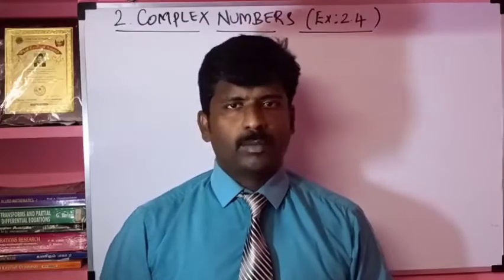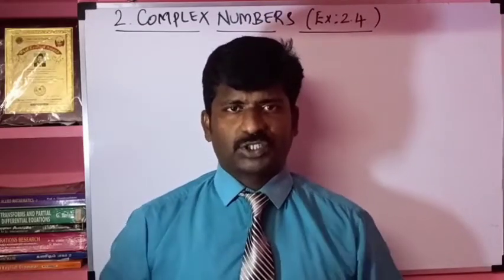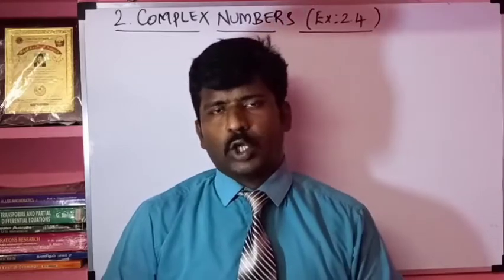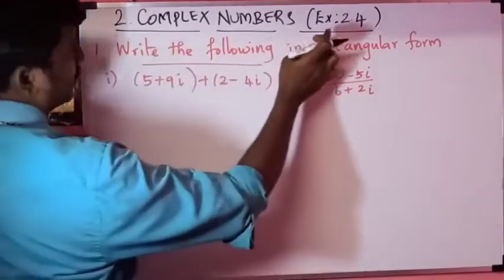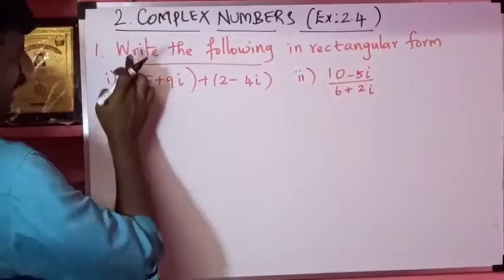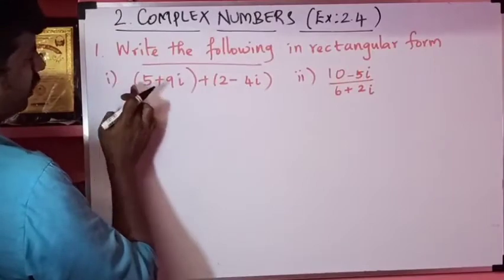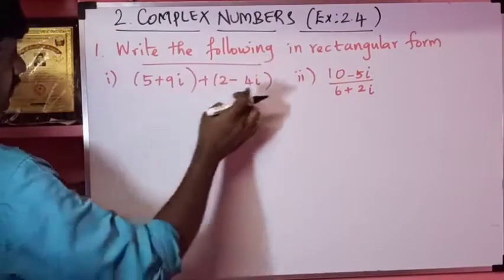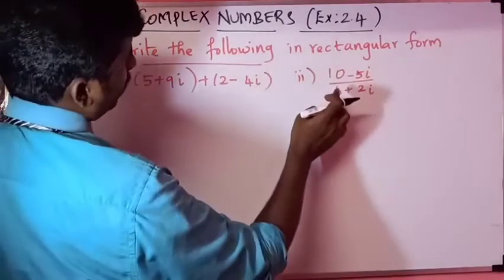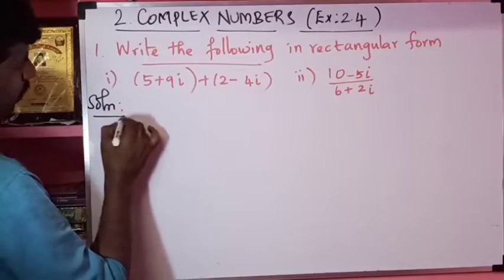In this video, we have Plus 2 Mathematics, the second unit, Complex Numbers, Exercise 2.4. See question number 1 in Exercise 2.4. Write the following in rectangular form. The first question: the conjugate of (5 plus 9i) plus (2 minus 4i). The second question: (10 minus 5i) by (6 plus 2i). This is a very simple concept.